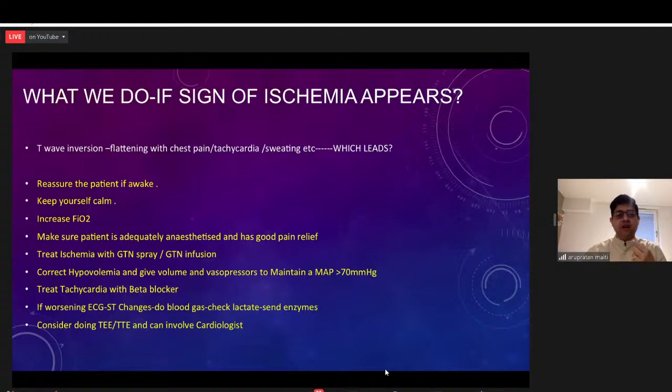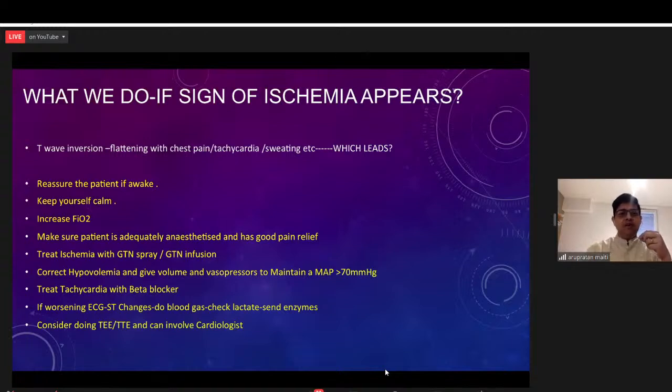Correct hypovolemia, give volume and fluids and vasopressors to maintain a MAP of 70 millimeters of mercury to maintain the coronary perfusion pressure, so the coronaries will get more blood. Treat any tachycardia, which reduces the diastolic time and causes coronary ischemia, with IV beta blockers.